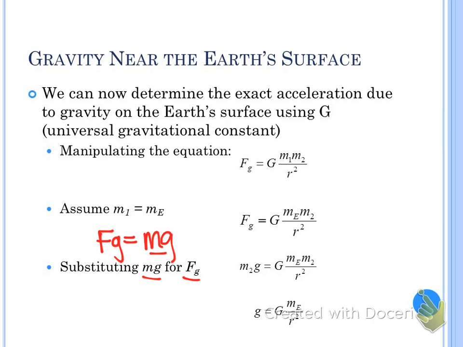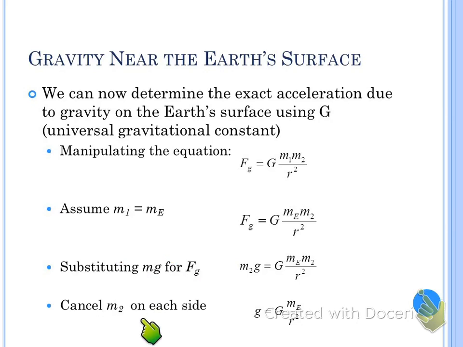So we're going to take m2, which is the mass of our object, whether it's the mass of a man or something floating, whatever we're looking at here. We're going to take m2 times the acceleration due to gravity. And lastly, we're going to cancel m2 on each side. So that means we don't even really care about the mass of the object. All we really care about is the mass of the Earth, the radius, or how far it is from the core to our object, and the acceleration due to gravity.